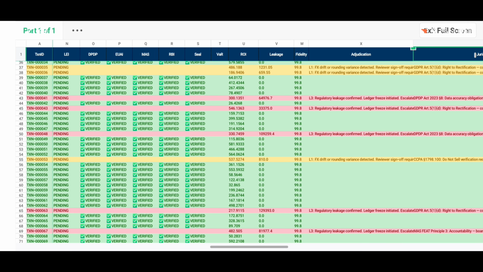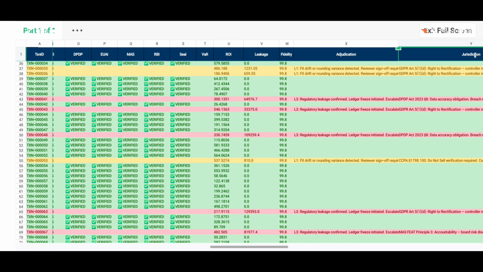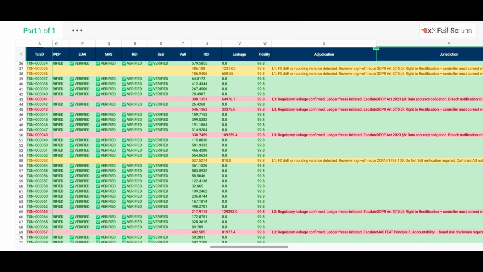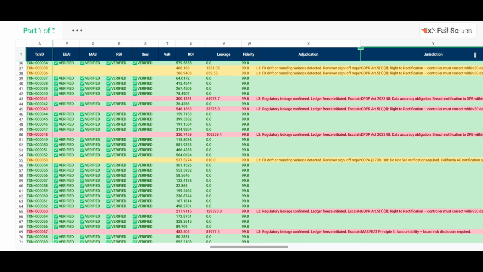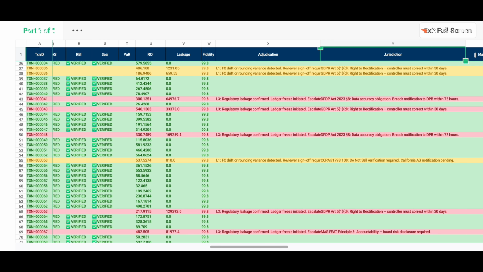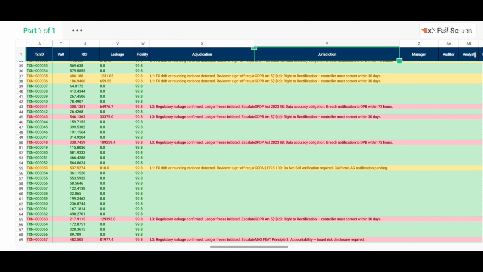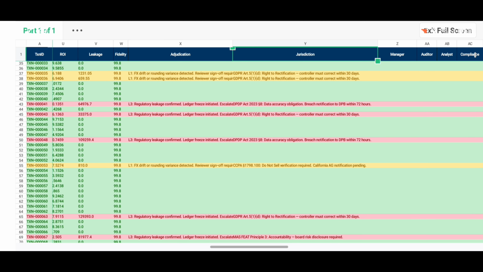Finally, observe the human wall. These columns, manager, auditor, and compliance, remain blank until a qualified professional provides the final sign-off. We have automated the heavy lifting, saving over 4,500 KPO hours, but we have preserved the ultimate layer of human accountability. This is the Sovereign-DRG engine. This is how we secure the future of finance.